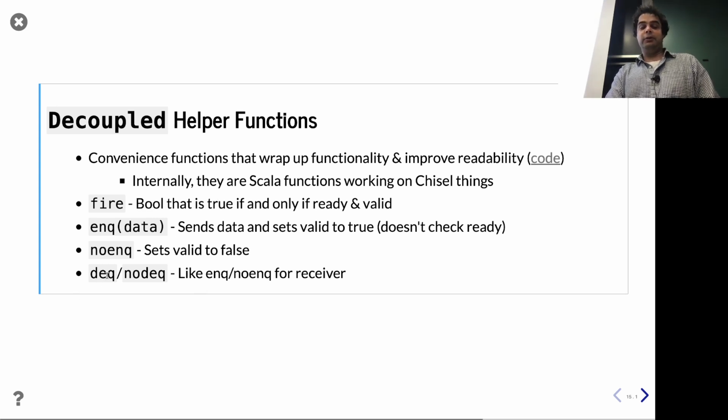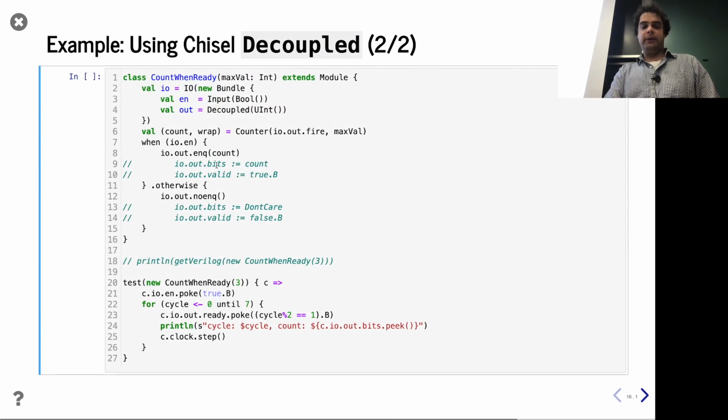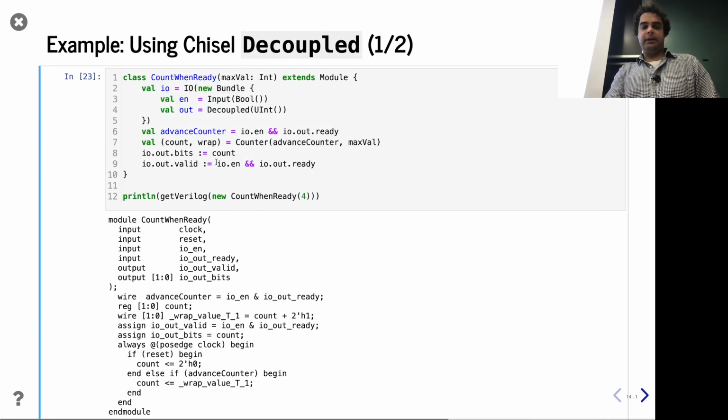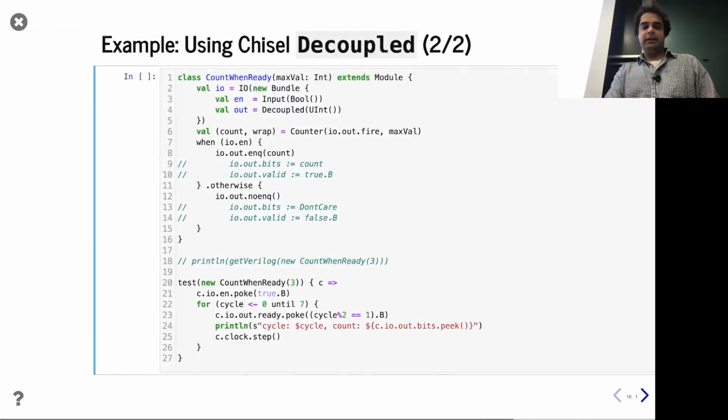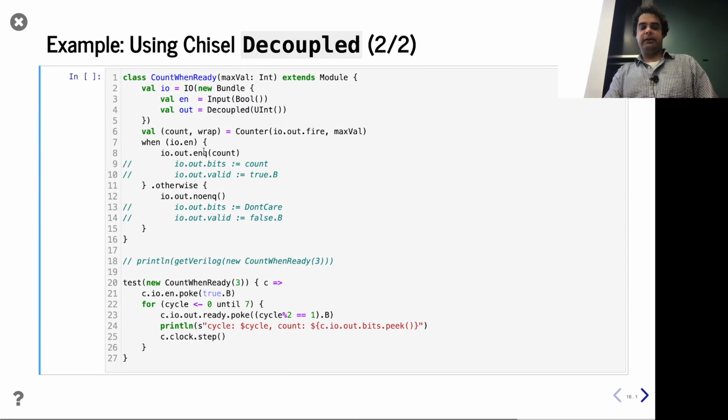Or on the other receiving end, you can DQ or no DQ. So let's see an example, right? So for count when ready, in the first example, we set these things manually. Here's kind of a scenario, right? So let's say the IO enable is true.